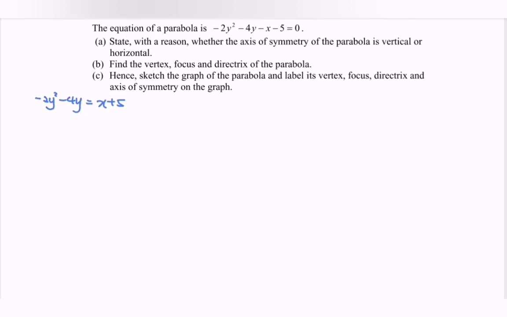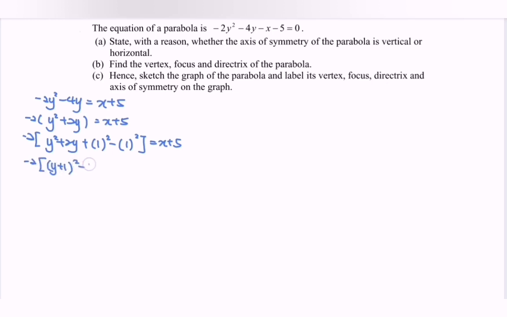So before we state the reason, we have to complete the square so that it becomes a standard form equation. Focus on the left hand side, kindly factor out the negative 2. So we have negative 2 bracket y squared plus 2y, then plus 1 squared minus 1 squared. Continue, we have negative 2 bracket y plus 1 bracket squared minus 1.